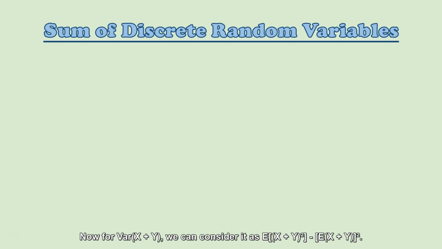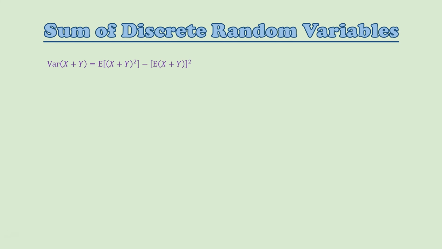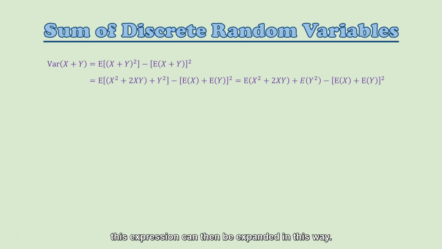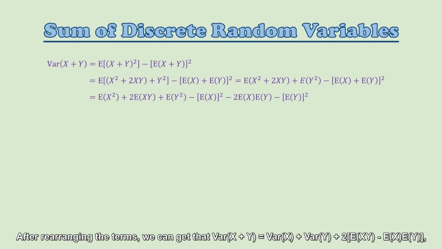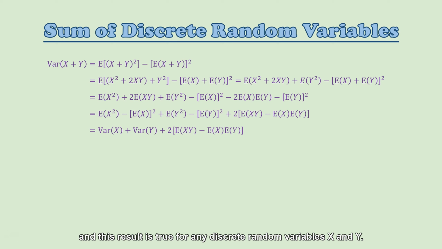Now for the variance of X plus Y, we can consider it as the expectation of (X plus Y) squared minus the square of the expectation of X plus Y. As we have just proved that the expectation of X plus Y is equal to the expectation of X plus the expectation of Y for any X and Y, this expression can then be expanded in this way. After rearranging the terms, we can get that the variance of X plus Y is equal to the variance of X plus the variance of Y plus 2 times the expectation of XY minus the expectation of X times the expectation of Y. And this result is true for any discrete random variables X and Y.